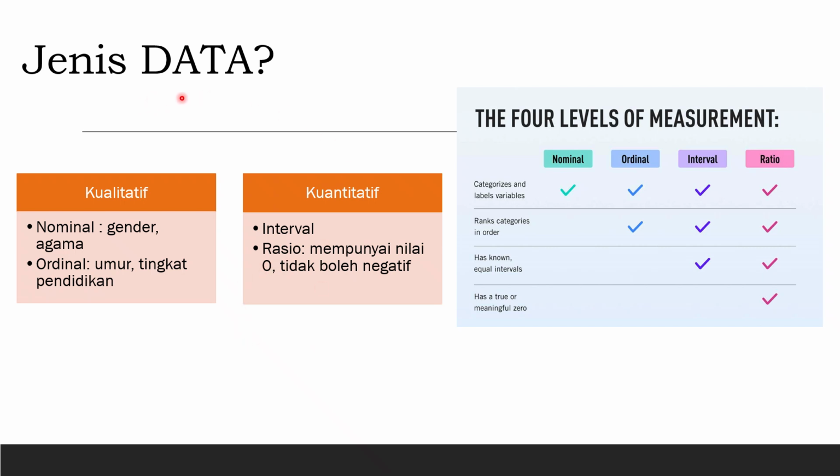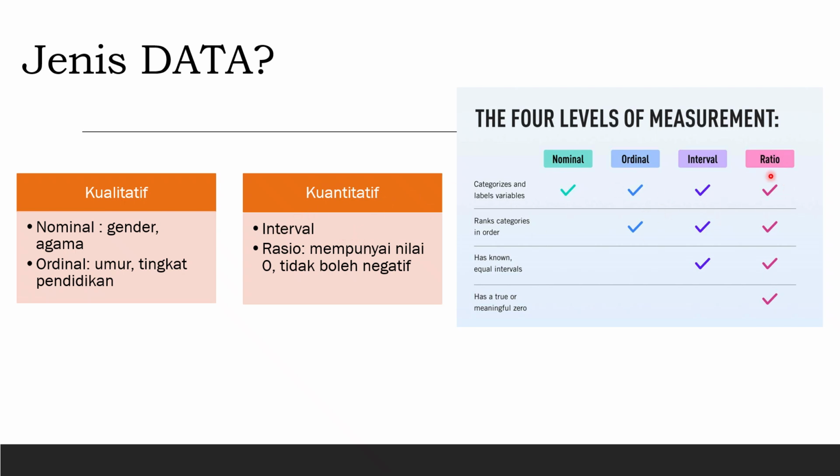And here I want to show you the types of data. You can have qualitative and quantitative data. We have here 4 columns of data types. The first one is nominal, ordinal, interval, and ratio. The first two, nominal and ordinal, belong to the qualitative data. The example of nominal data is gender, religion, and the example of ordinal data is the level of age, the level of education, etc.